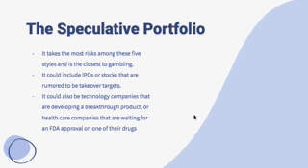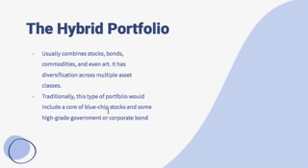But further, it could also be tech companies that are developing a breakthrough product or healthcare companies that are waiting for an FDA approval on one of their drugs or a vaccine, like the COVID vaccine. You have Pfizer. And the final portfolio that we're going to talk about today is a hybrid portfolio. And this combines stocks, bonds, commodities, and even art. It has a diversification across multiple asset classes. Traditionally, this type of portfolio would include a core of blue chip stocks, so think companies like Apple, Coca-Cola, as well as some high-grade government or corporate bonds. So when you think of hybrid, think diverse portfolio.